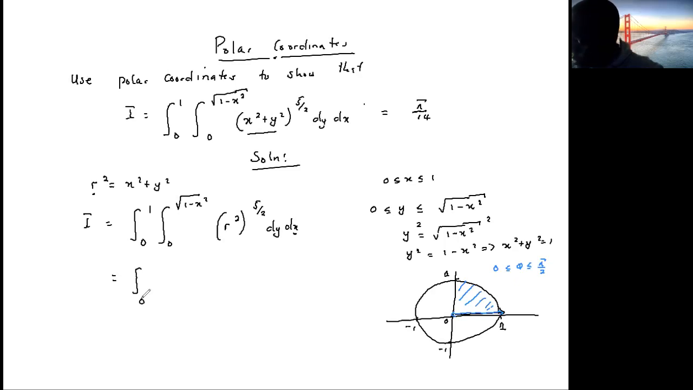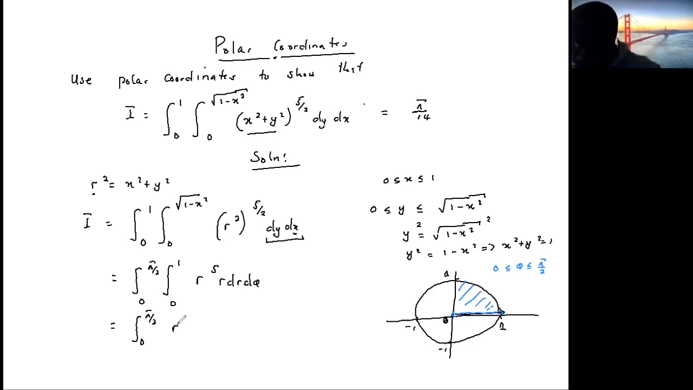So theta will come from 0 to pi over 2. And then r will come from 0 to 1. So we have r, this is just r to the power 5. And the dy dx, when we change into polar, remember, it comes with the r d r d theta. So we have theta from 0 to pi over 2.